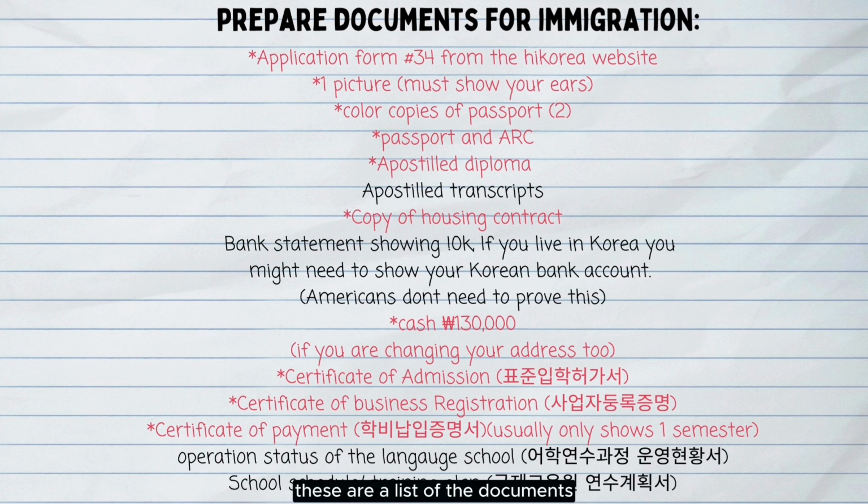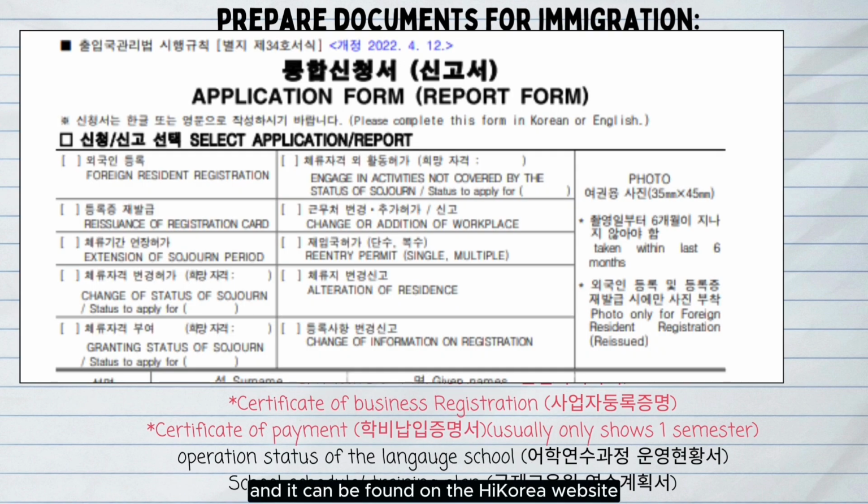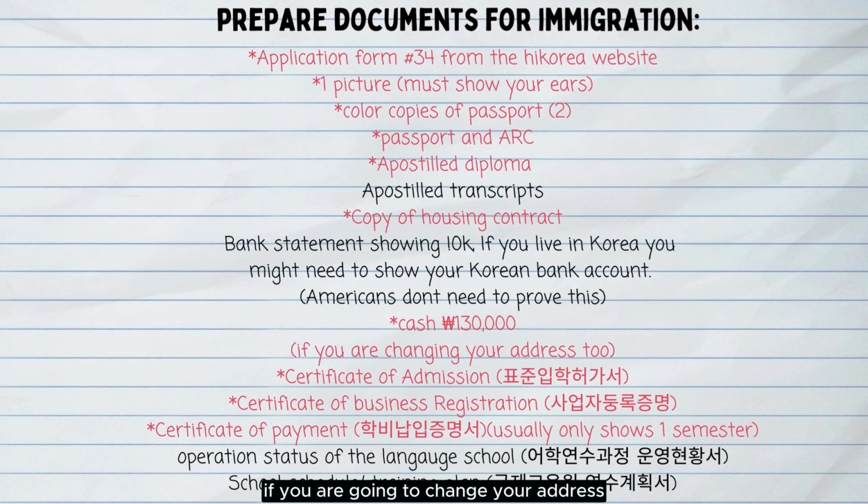These are a list of the documents and forms that I brought with me, and I highlighted in red the forms that immigration needed from me. The first form is the number 34, and this can be found on the Hi Korea website. So this is the application form or the report form. When you're looking at the report form, you're going to select change status of sojourn and also alteration of residence if you are going to change your address at your immigration appointment.